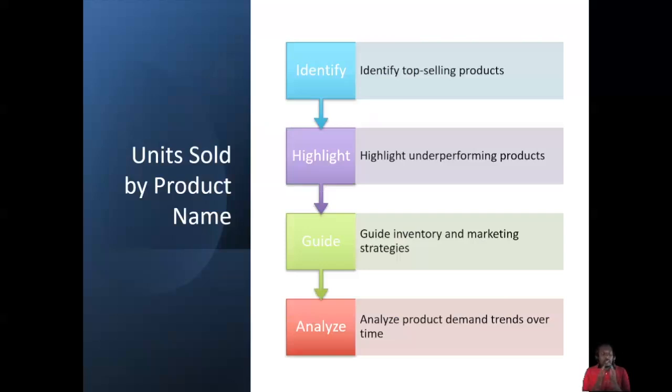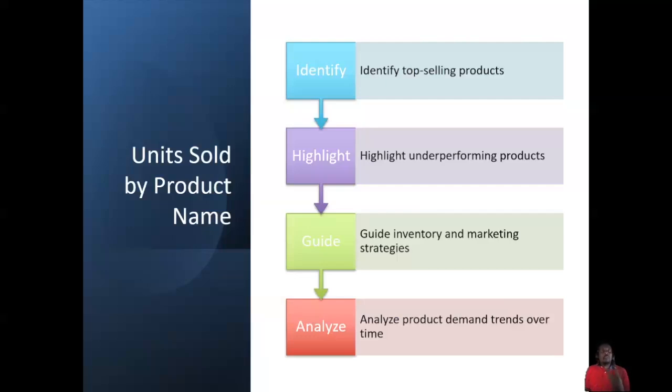After we have done that, at the end of the day, we're going to have units sold by product name, and we're going to identify the top selling products, highlight performing and underperforming products, guide inventory and marketing strategies, and analyze the product demand trend over time. So we're going to see how we then consume this data for the sales department, the product department, the marketing department, or whichever department. How do they consume this data?